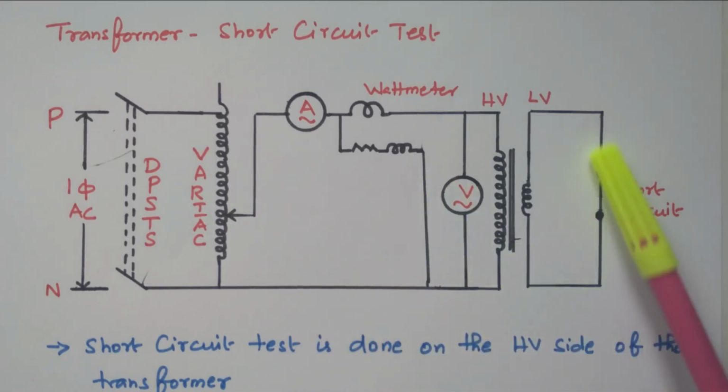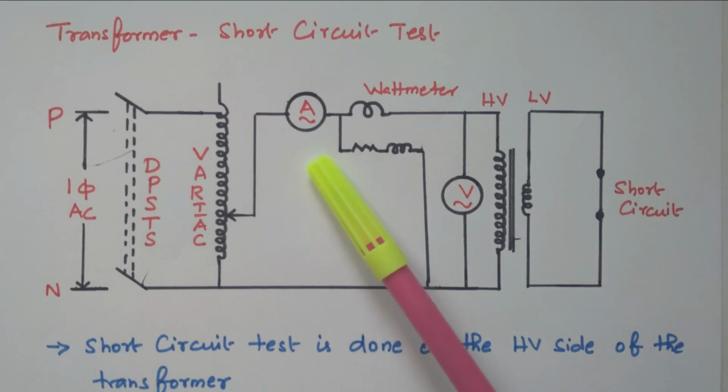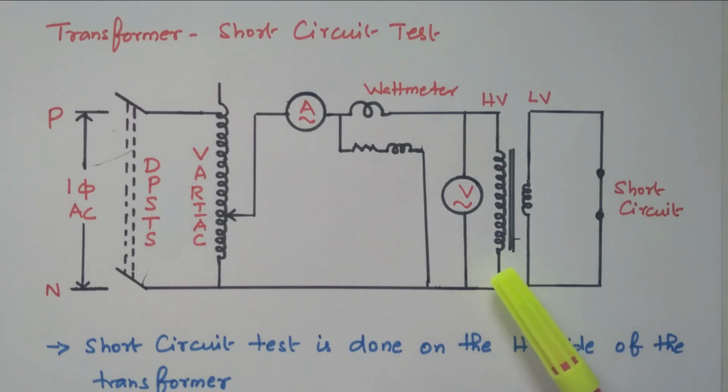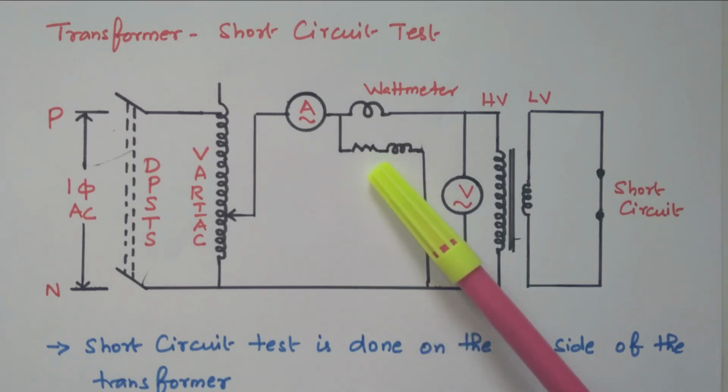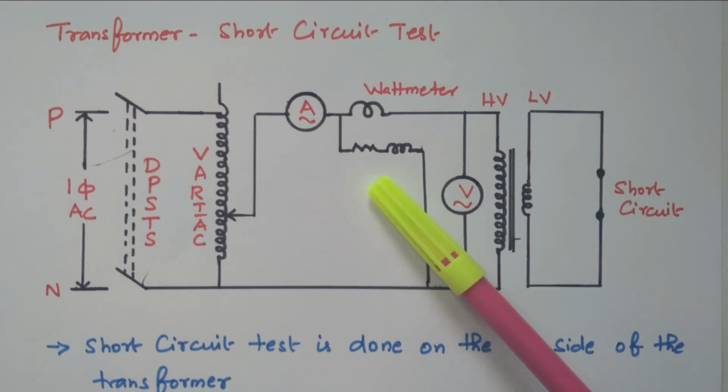The secondary winding is short circuited. So the applied voltage is very less, but the current is more. The rated current is applied. So the loss happening in the winding is fully the copper loss, because the voltage is very less, the core loss can be neglected. We can consider only the copper loss. So the power measured by this wattmeter is nothing but the copper loss, the reading of the copper loss value.